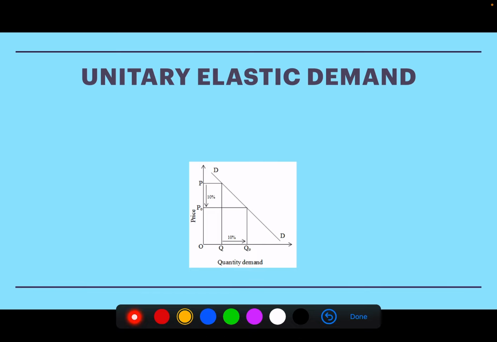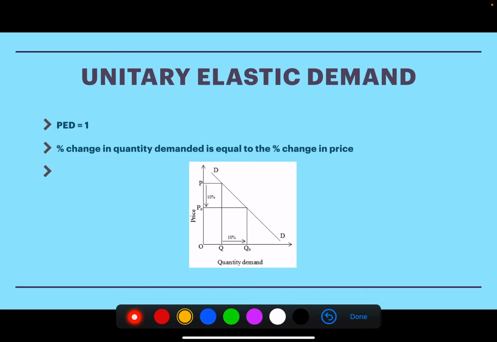Right, so we've got PED greater than 1, we've got PED less than 1. We now need to look at unitary, which is PED equal to 1. So as you could probably guess, this time the percentage change in price is the same as the percentage change in quantity demanded. So in this diagram here, a 10% reduction in price leads to a 10% increase in demand. So your PED is equal to 1, or I suppose technically speaking it should be equal to minus 1. So let's put a negative there, it should be equal to minus 1.